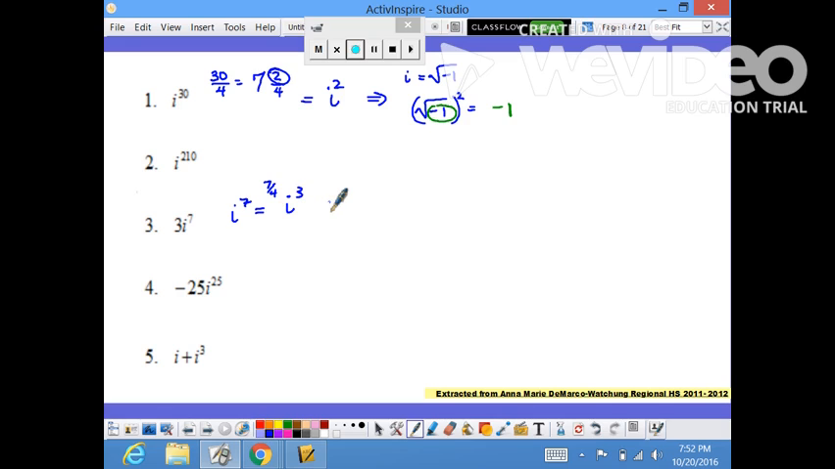Well, what's i to the power of 3? You know that i squared times i is going to give you i to the power of 3. Well, the value of i squared from just doing it was -1. So what's -1 times i? That's -i. So i to the power of 7 is equal to -i. Let's substitute now that we have that. So you have 3 times -i, which equals -3i.